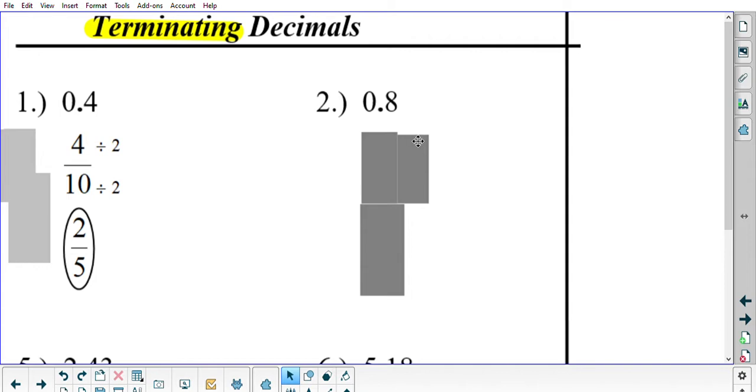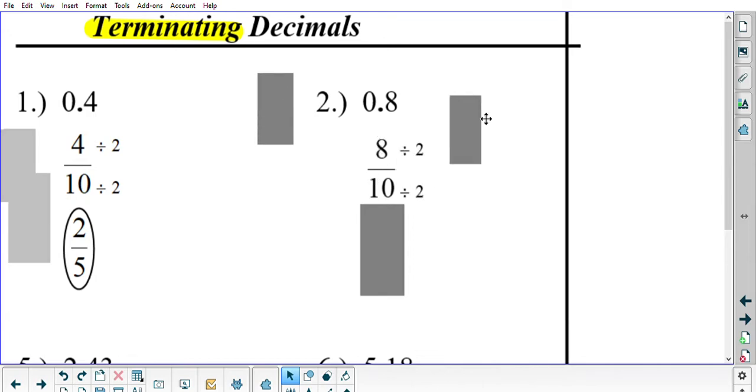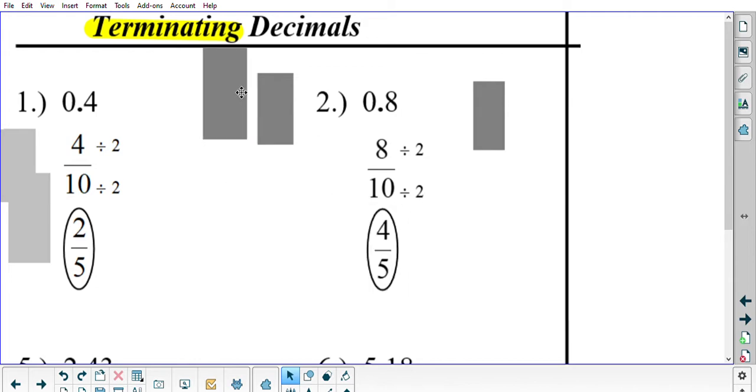Okay, I hope you already hit pause and you did 2, 6, 10, and 14. Let's see how you did. Number 2, it starts as 8 tenths, but don't you dare circle that. They're both even. They're both divisible by 2. This will reduce to 4 fifths.